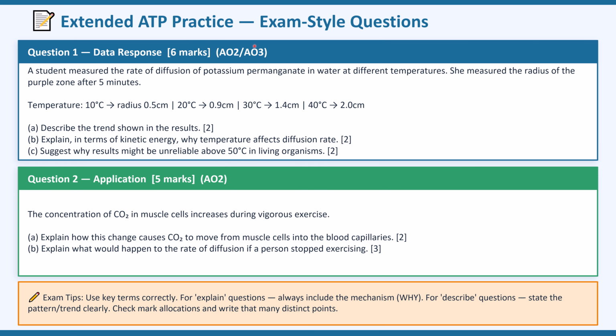Extended ATP practice exam style questions: Question 1 and Question 2. Question 1 is a data response question which carries 6 marks. This is from Assessment Objective 2 and Assessment Objective 3. Question 2 is an application question, it carries 5 marks. This is from Assessment Objective 2.